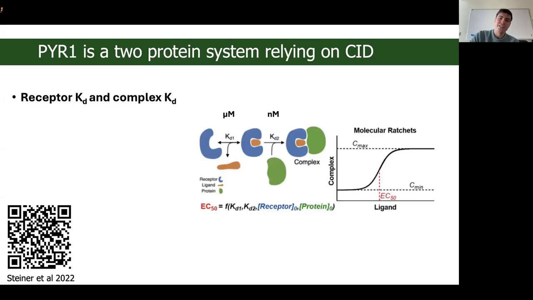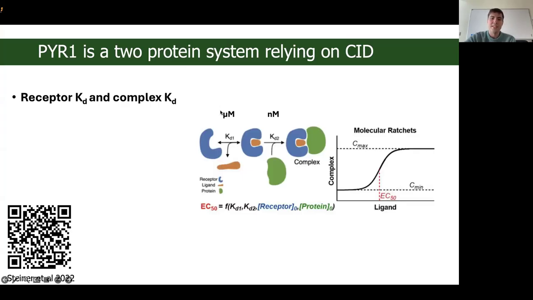PYL1 is also a really interesting system, and CIDs, chemically induced dimerizations in general, are interesting because they carry with them multiple KDs. PYL1 in particular has a micromolar KD with its ligand, but it has a nanomolar KD, really high affinity, with its partner protein once it's in complex. And so you have two opportunities to tune here.